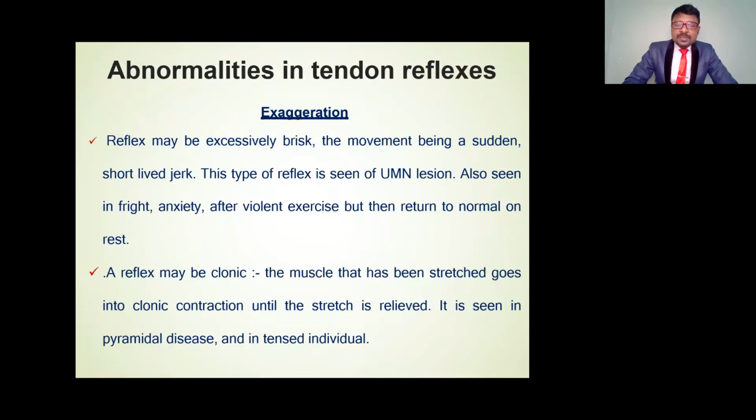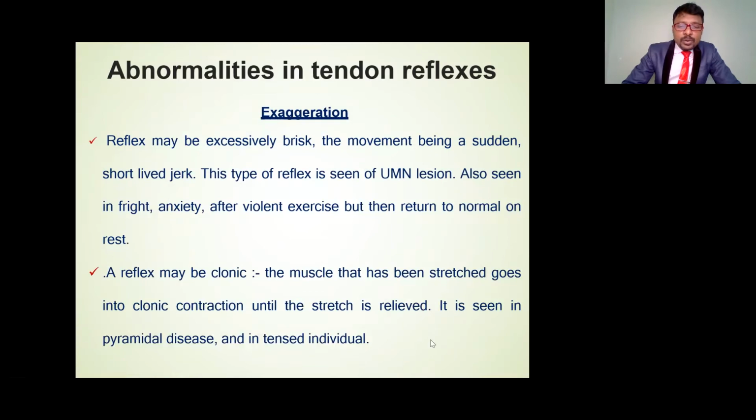So, what is exaggeration? What are the diminished reflexes? Abnormalities: the reflexes may be exclusively brisk, the movement being sudden, short, and a live jerk. This type of reflex is commonly seen in upper motor lesions, also seen in fright, anxiety, or after violent exercise, but then returns to normal at rest. So they may have an abnormal upper motor neuron lesion, or maybe depression, and also violent exercise, but if they take rest, it will come back to normal. But in case of brain injury, it won't come back to normal. If the brain problem subsides, the reflex is going to be normal.